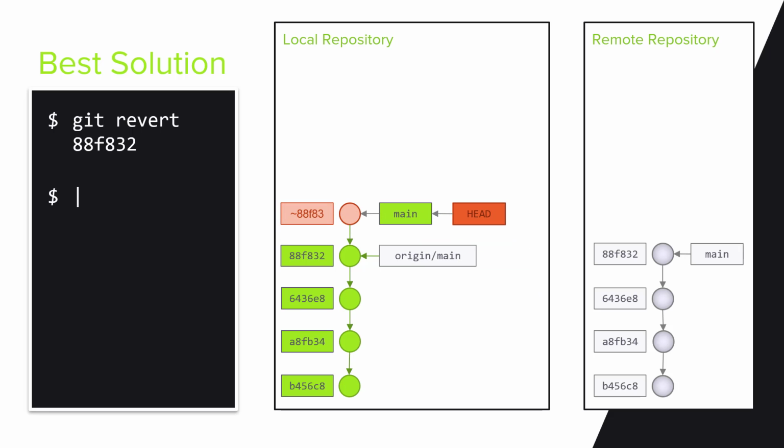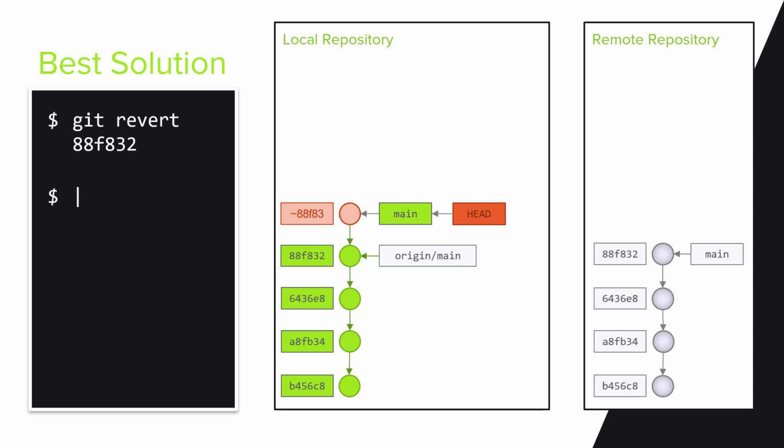Reverting will create a new commit, the red one. It holds the inverse of all the changes that happened in the commit we reverted. In this representation, I use the weird notation of the hash. Note that actually a normal hash is generated for this commit. I only wanted to highlight that the red commit is an inverse or a negation of the commit with a hash of 88F832.